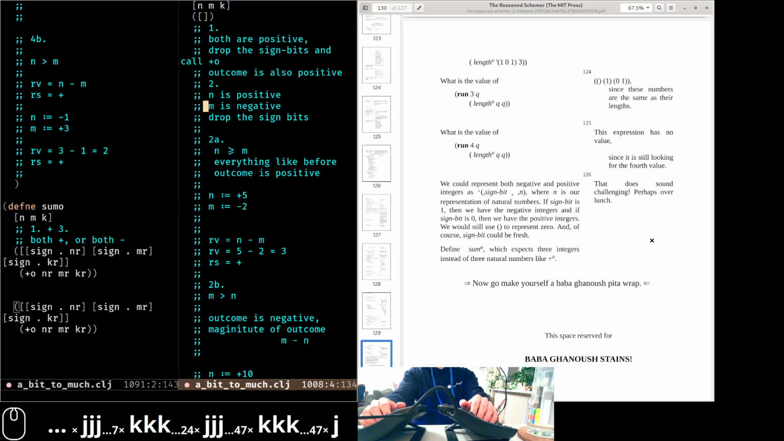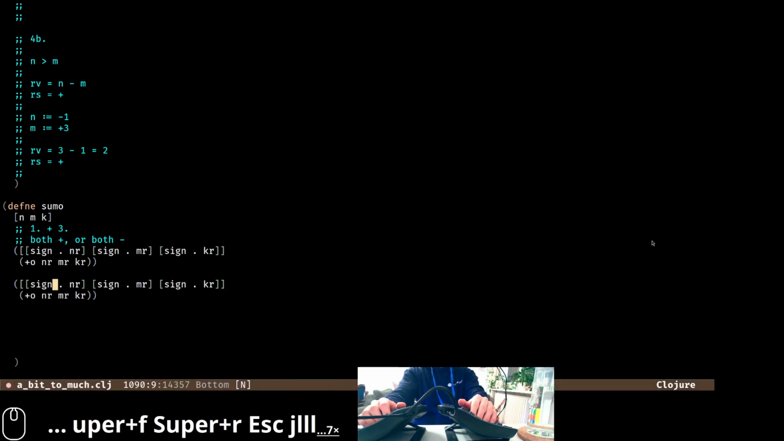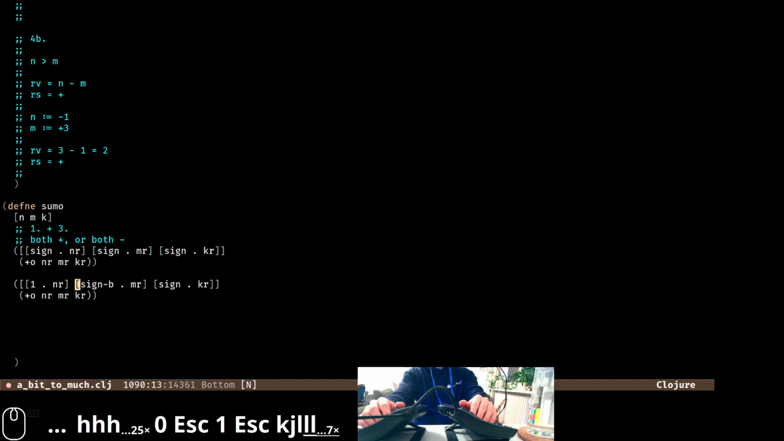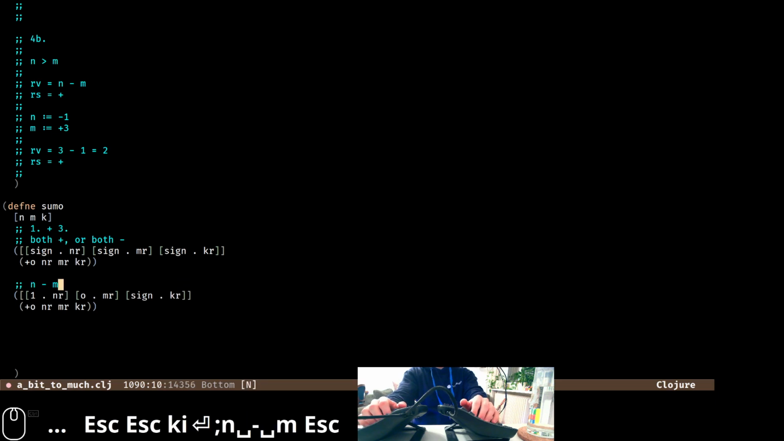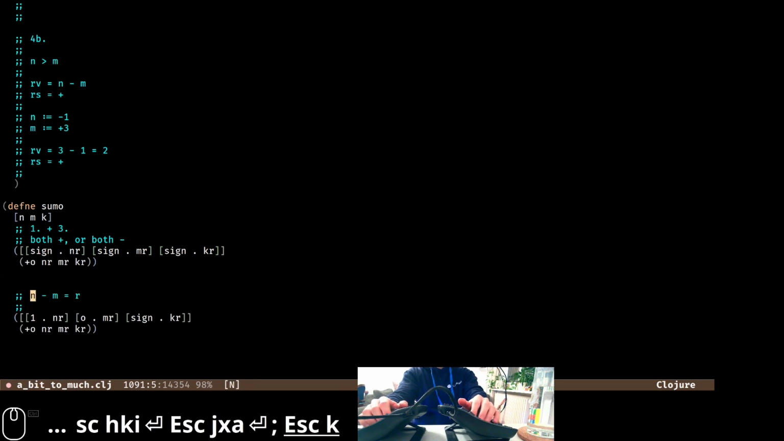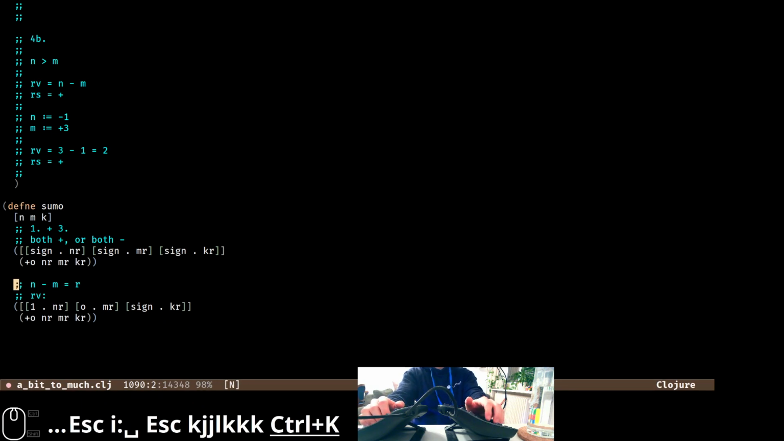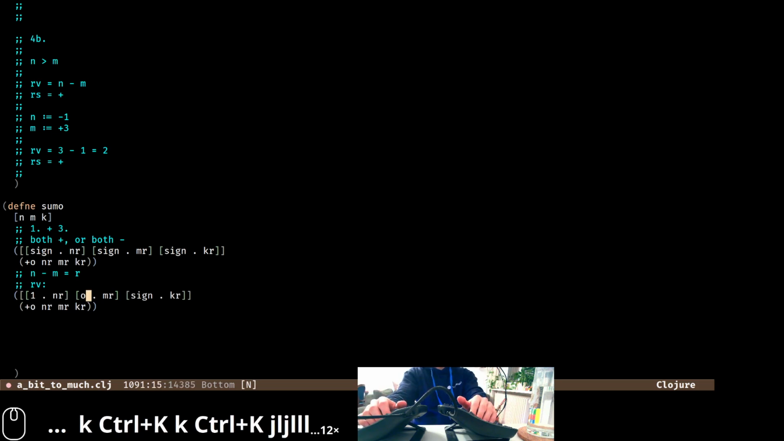Okay, now the case is 4 and 2. Sine A, sine B. Okay, so basically this is equivalent to saying n minus m equal to r, and it splits itself into the r value, and there you have the problem of what the value of r is. It depends on which one is bigger than the other one. So kr has a sign.